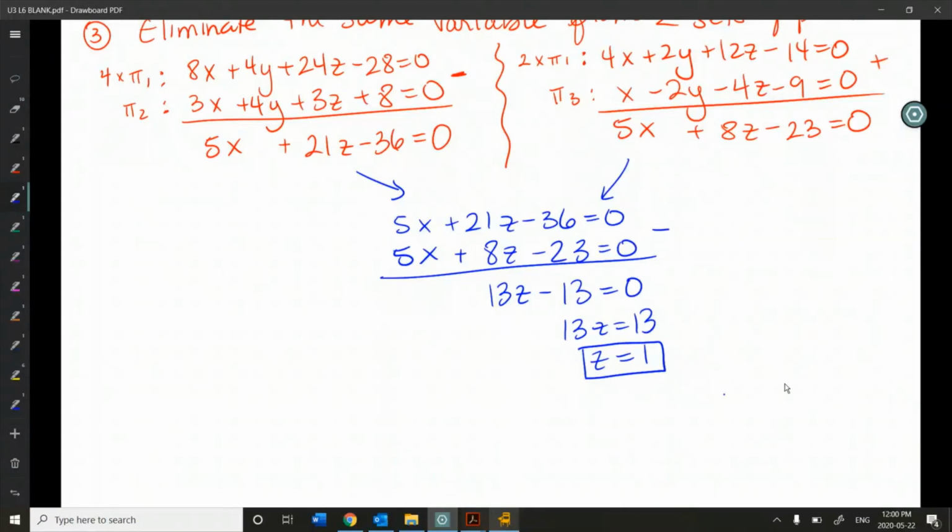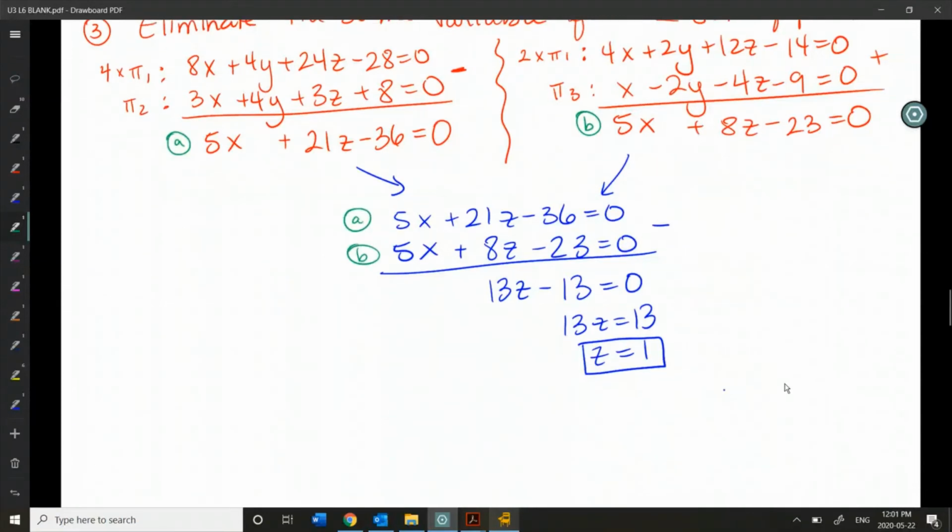Okay, so we're going to take this and sub it back in to one of these two equations. I'm going to call this equation A and equation B. So I guess we use that here. Sub that back in, solve for x.